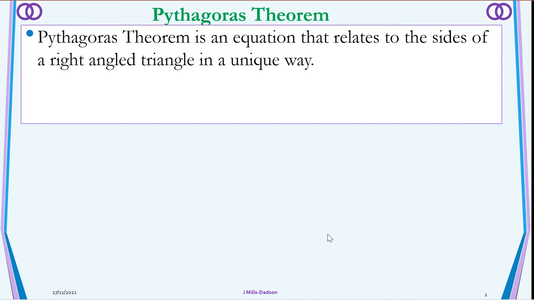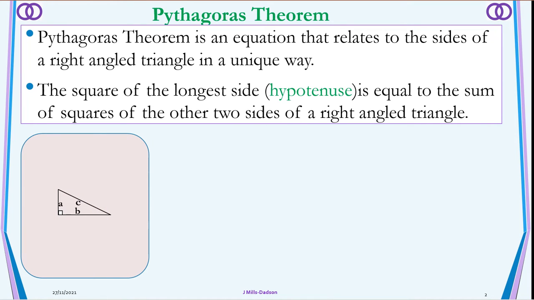Now, Pythagoras Theorem is an equation that relates to the sides of a right angle triangle in a very unique way. What it says is this: the square of the longest side, normally called the hypotenuse, this is the longest side. The side facing the right angle is the hypotenuse. So the square on this hypotenuse is equal to the sum of squares of the other two sides. So the square on side A and the square on side B together must be equal to the square on side C. In short, this is what the theorem is all about.